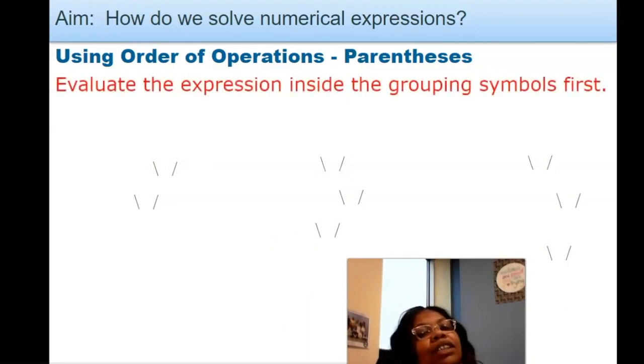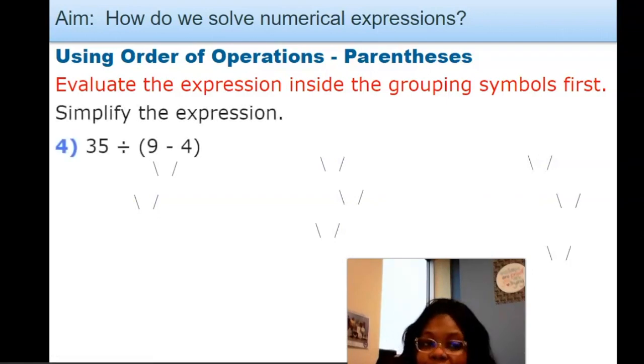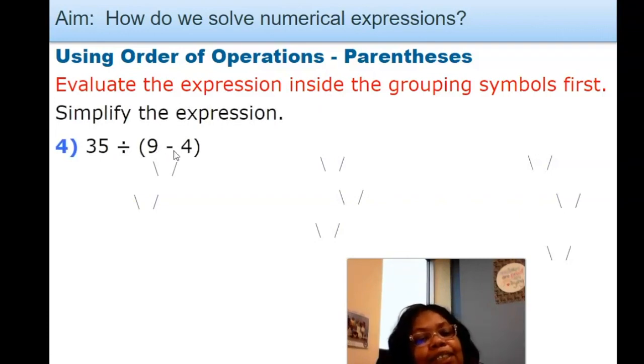So now we're going to do what we do when we have parentheses. What you do is you evaluate the expression inside your grouping symbols first. So the first thing we do, even though we have a division sign here, is we're going to work 9 minus 4 because it's inside our parentheses. So 9 minus 4 is what, guys? Get ready. Right, 5. Good job.